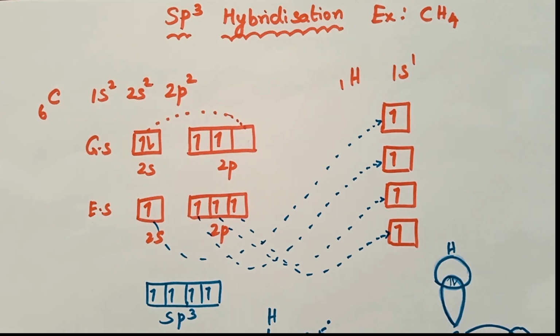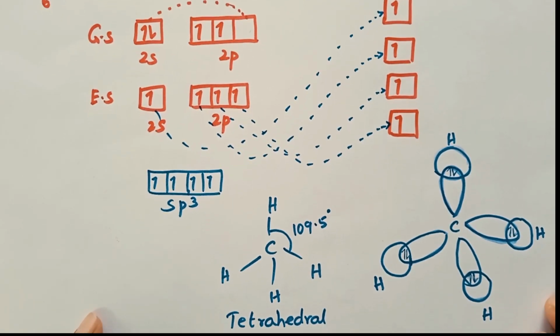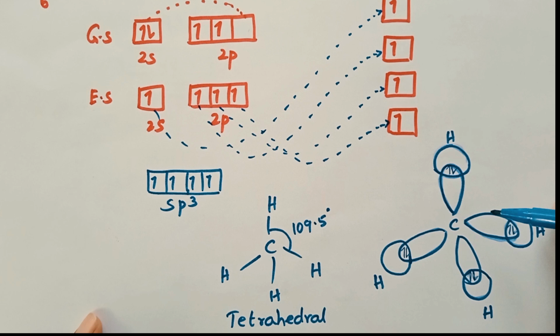The shape of the CH4 molecule is tetrahedral, and the angle is 109.5 degrees. Now we are going to see how to draw the structure of CH4.